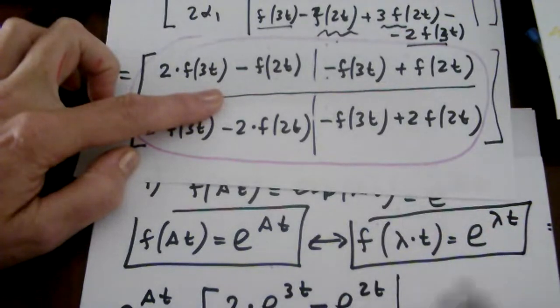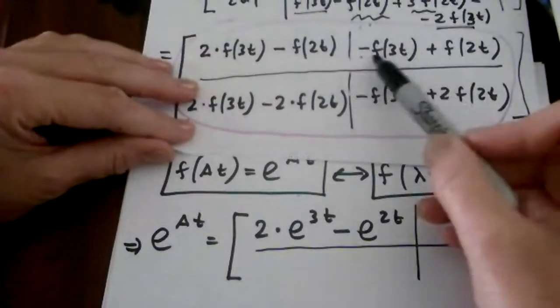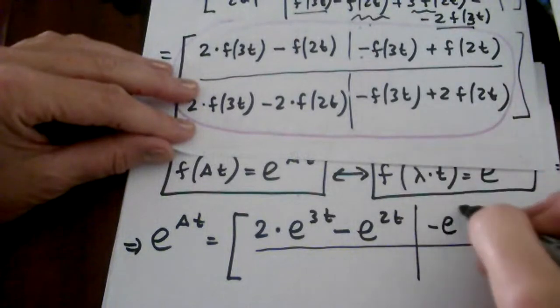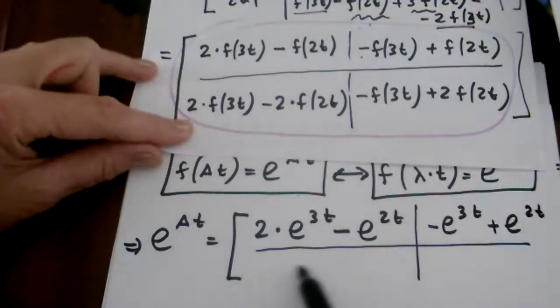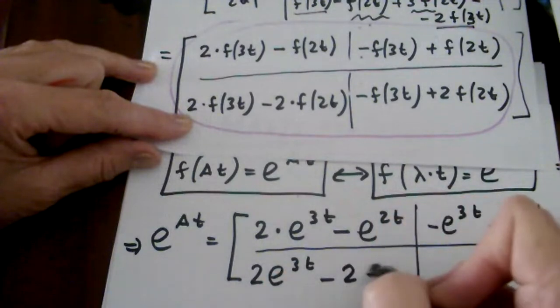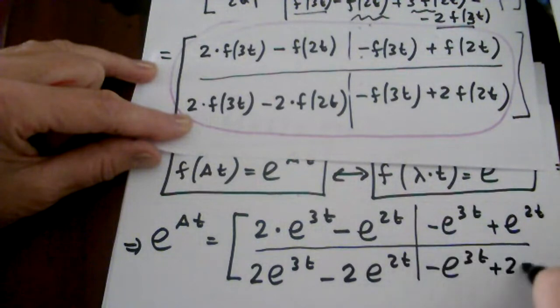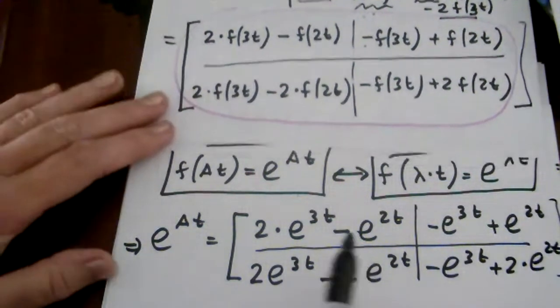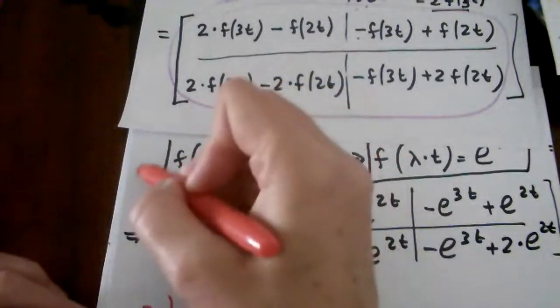Okay, I'll put the vertical bars again because my writing looks a bit messy, I'm afraid. Here we have minus f of 3t. It will be minus e to the power of 3t, and analogically plus e to the power of 2t. Let's move to the second row. We have 2e to the power of 3t minus 2e to the power of 2t. And finally, minus e to the 3t plus 2 times e to the power of 2t. So that's it. We are finished with the first task. We did calculate e to the power of at. Okay, what was our next task? It's better to use some colors. So it was our first task.